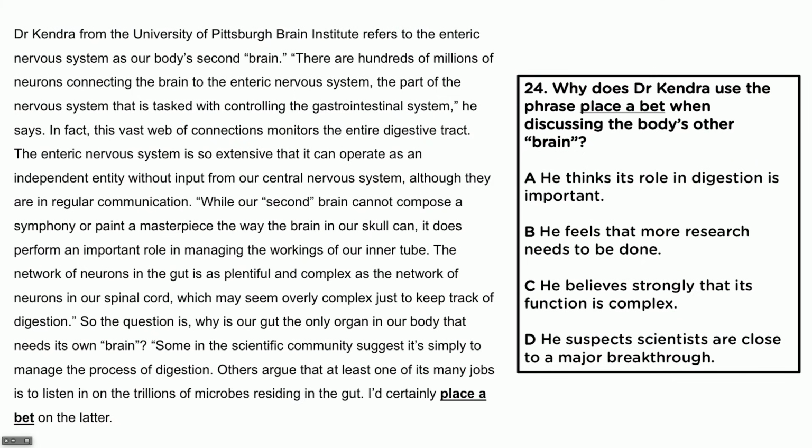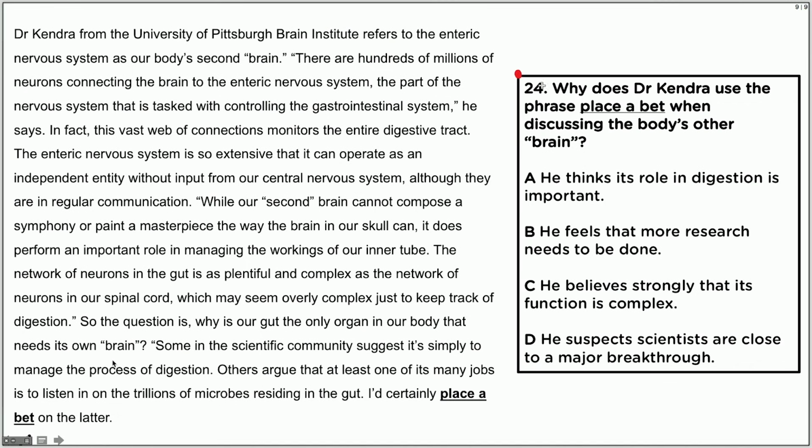Question 24 says, why does Dr. Kendra use the phrase place a bet when discussing the body's other brain? If you look carefully at the paragraph, right at the bottom, you can see in bold and underlined the phrase place a bet. Even if you know the meaning of that phrase, you cannot just look at the answer options and select one, because it has to come from the context of the paragraph. There might be multiple correct answer options according to the phrase itself, but only one will make sense from the context of the paragraph.